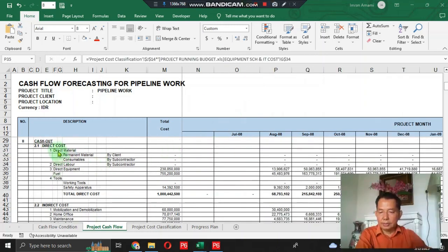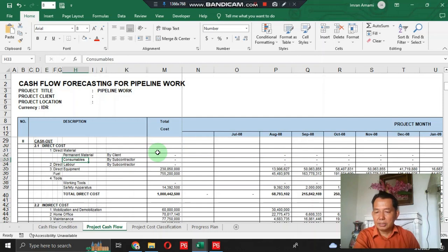So now we discuss direct cost in the cash out section. Because direct permanent material is supplied by the client, and consumables and direct labor are supplied by the subcontractor, we discuss direct equipment, fuel, working tool, and safety apparatus here.